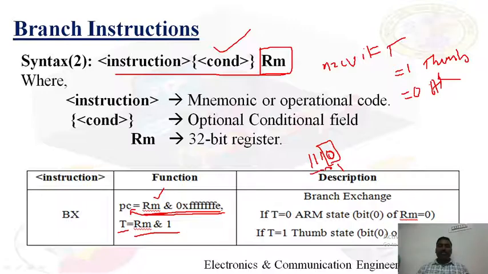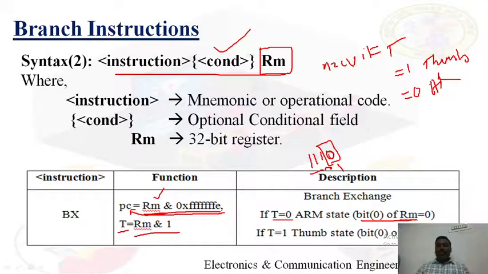So if Rm is this much, then 1 is ANDed with 0. Suppose the last bit of Rm, that is bit 0 of Rm, is 0, then 0 is ANDed with 1. What will you get? 0 only. So the T bit is also 0. It means the branch is taken to ARM state only. The branch is within the ARM state only.